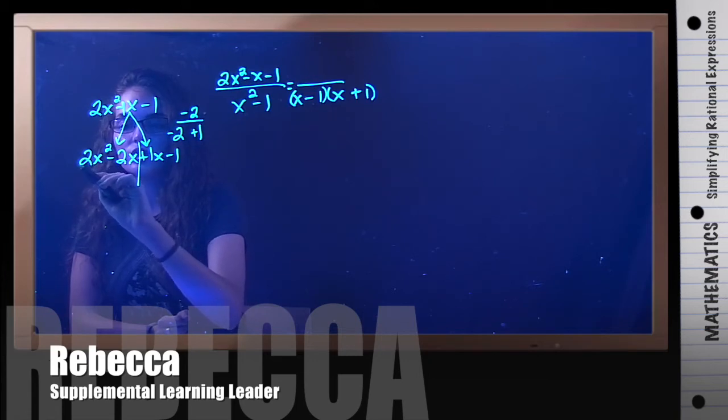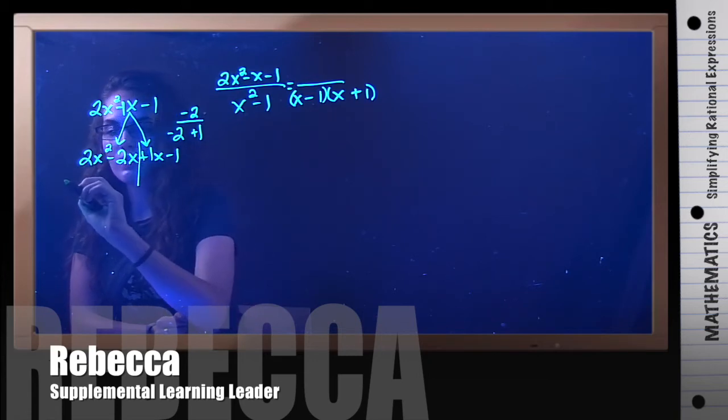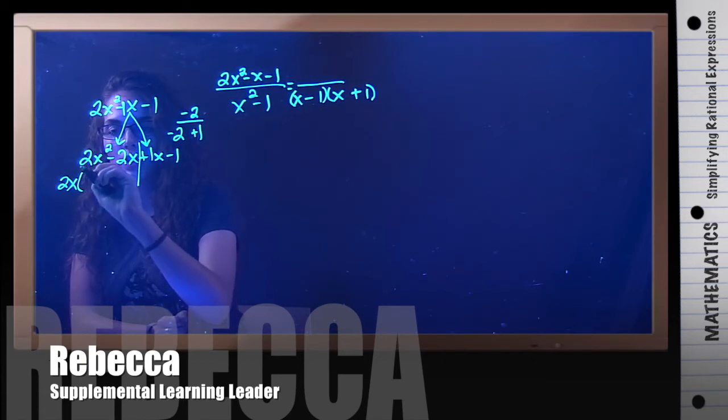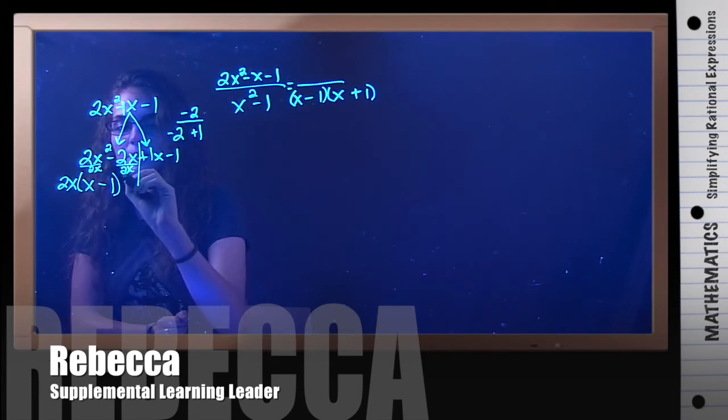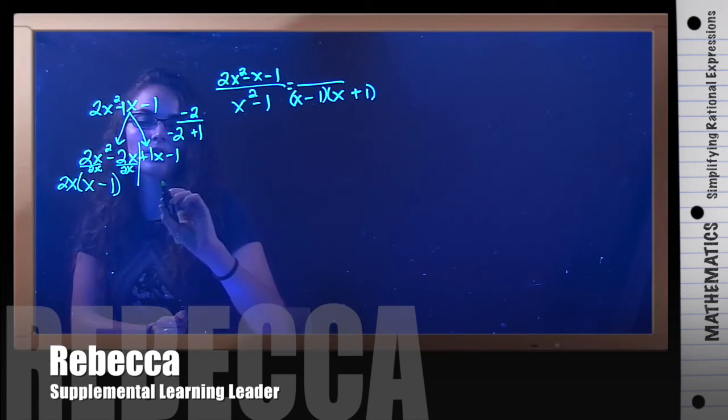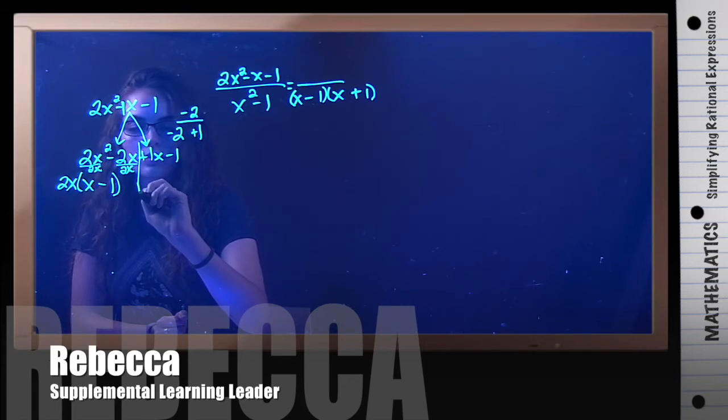Now, if I look for the GCF in this first one, we have a 2 and an x common. So I divide by 2x as my GCF, and I have left x minus 1. 2x divided by 2x cancels to give us 1. Now for this one, the only thing common is a 1, so we do plus 1.